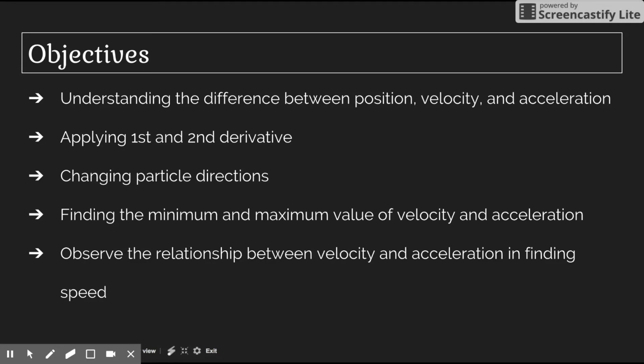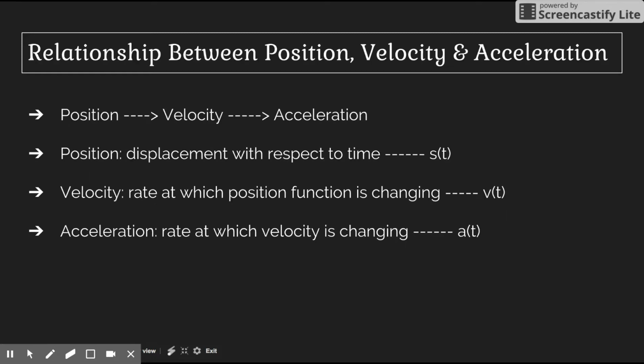class. So our objectives today will go as follows. We're going to be understanding the difference between position, velocity, and acceleration. We will go over the application of first and second derivative, changing particle directions, and finding the minimum and maximum value of velocity. We will also cover acceleration and observe the relationship between velocity and acceleration in finding speed. So let's focus on our first and second objective.